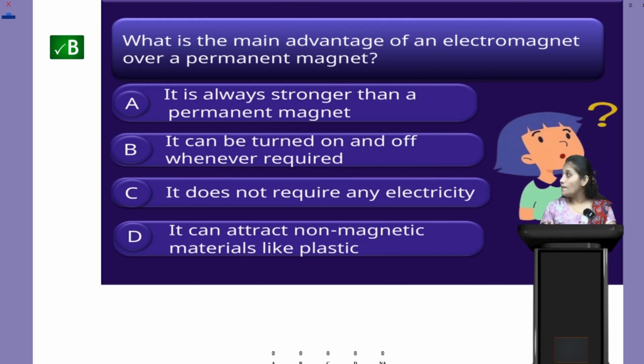So let me discuss the question with you. What is the main advantage of an electromagnet over a permanent magnet? The answer is option B, because when we use an electromagnet, it can be turned on and off whenever required, isn't it? The current carrying coil, we have understood, is an electromagnet because it behaves like a magnet. So we can turn this current carrying coil on and off whenever required. This is the main advantage of an electromagnet.